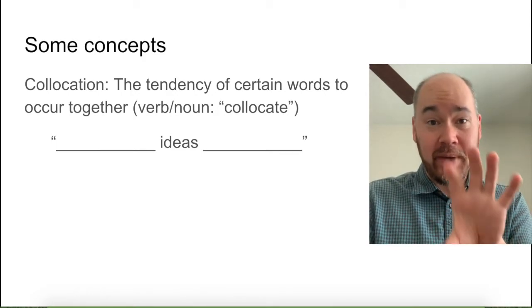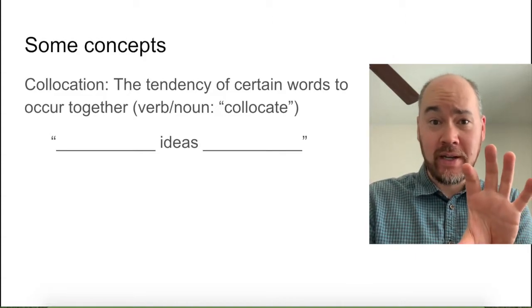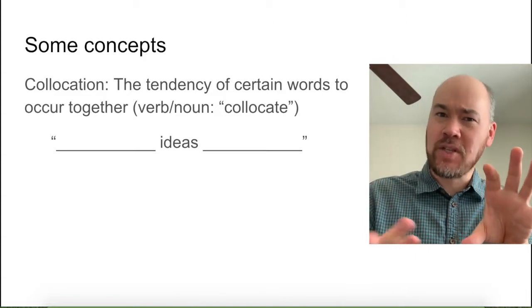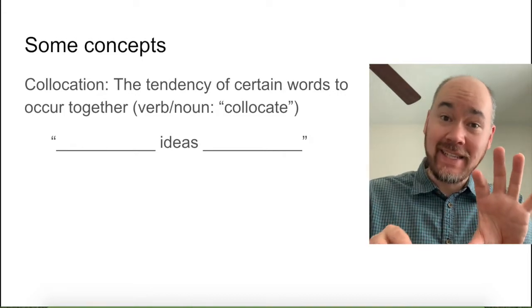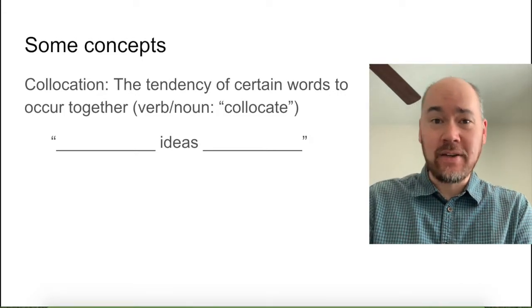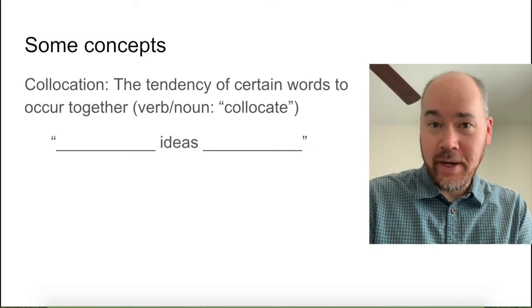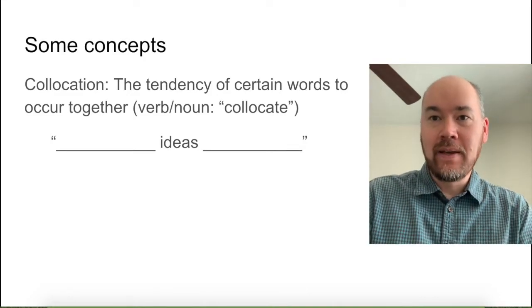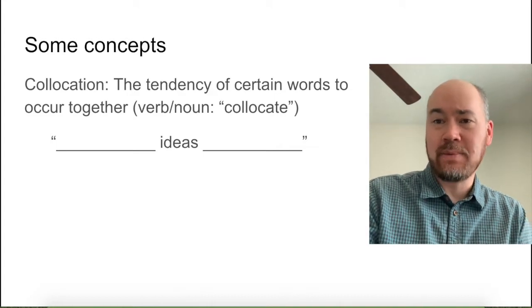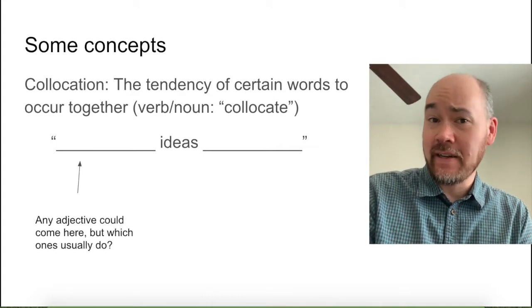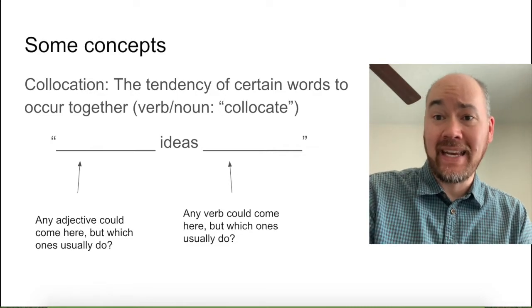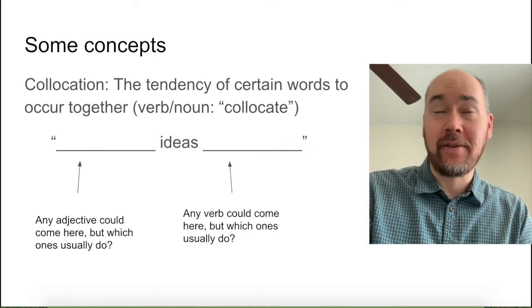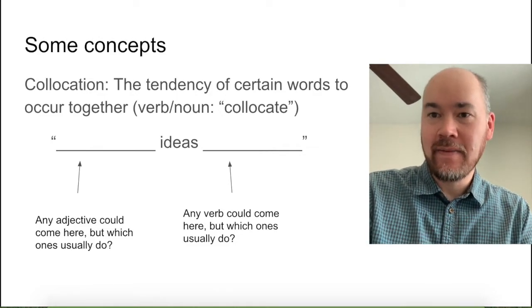You could have a big dog or a small dog or a cute dog, and you're not likely to have an abstract dog, although that's still an adjective. It can apply to a noun. It's not a good collocation, though, because it doesn't often come there. So collocation is the tendency of certain words to come together, right? So in this space before ideas, we could have any adjective, right? We could technically have any verb after the adjective, after the subject, ideas.